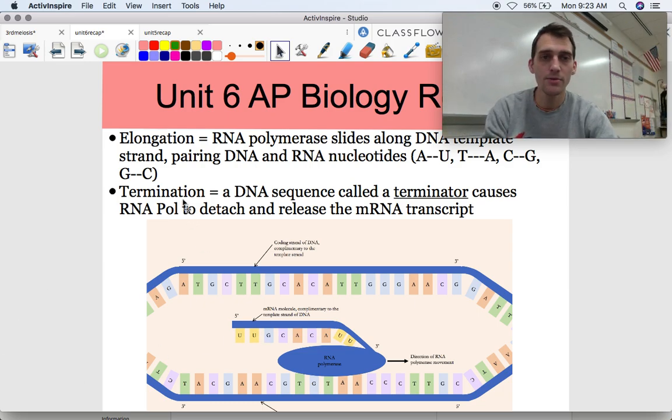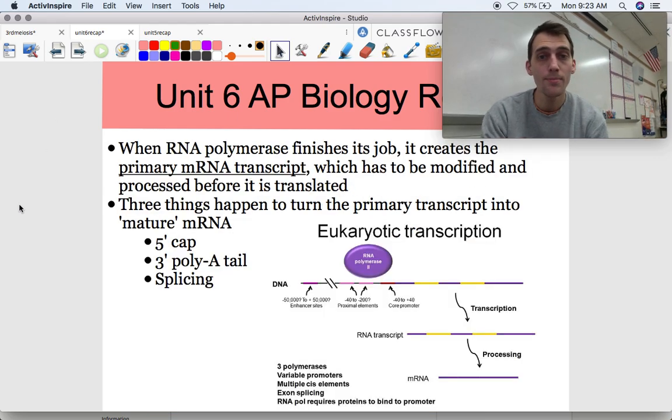And how does it end? Through termination. A DNA sequence called a terminator causes RNA polymerase to detach and release the mRNA transcript. All right, so here's RNA polymerase. It's going to create this mRNA molecule based off the old template strand. When RNA polymerase finishes its job, it creates what's called the primary mRNA transcript. Okay, primary means first. It's not done, right?